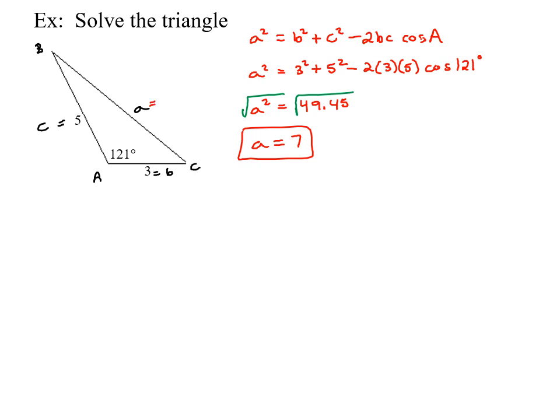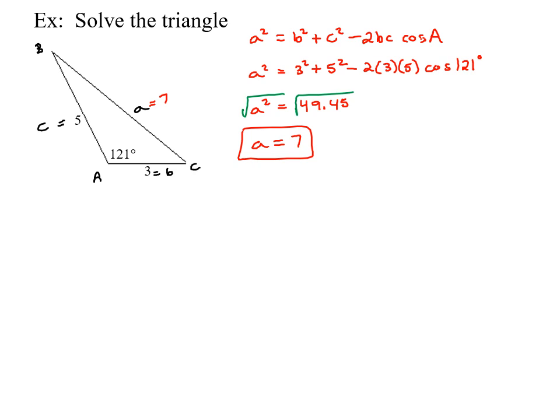So this a is 7. Now, once you get all 3 sides, you are welcome to do the law of sines at that point, because then you'll know a side across from an angle. And you can try to solve for it that way.